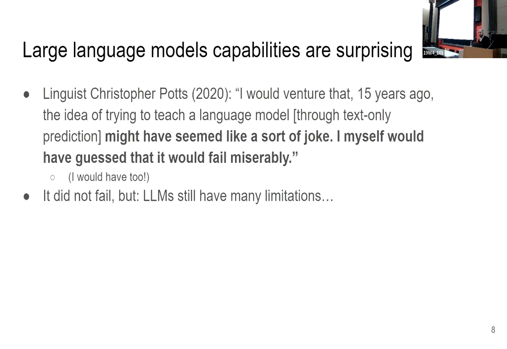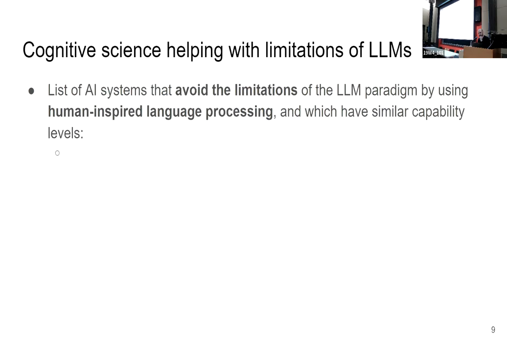There's this great quote from the linguist Christopher Potts, where he wrote, this was about GPT-3, "I would venture that 15 years ago, the idea of trying to teach a language model through text-only prediction might have seemed like a sort of joke. I myself would have guessed that it would fail miserably." And I would have too. It didn't fail. And of course, LLMs still have many limitations.